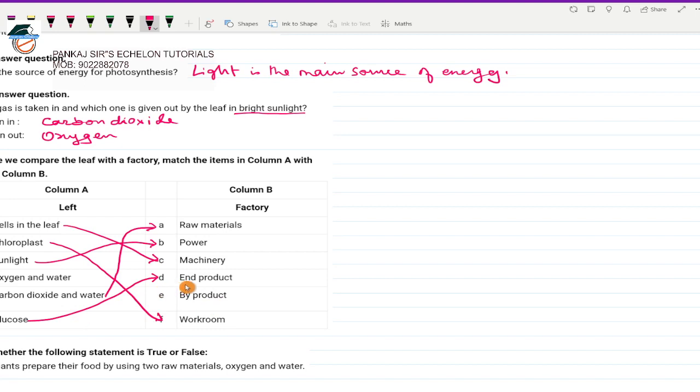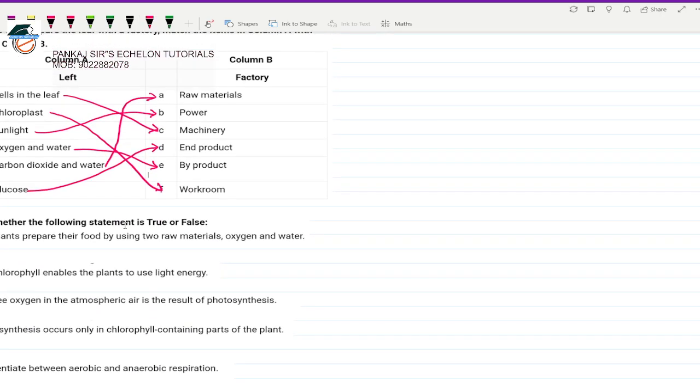Okay, so whatever is a useful product, that is known as the end product. And this oxygen and water are nothing but the byproduct. They are extra things that are prepared in the reaction. So oxygen and water can be connected to byproduct. So this completes the answer of this method column. Okay. Let us move on to the next one.